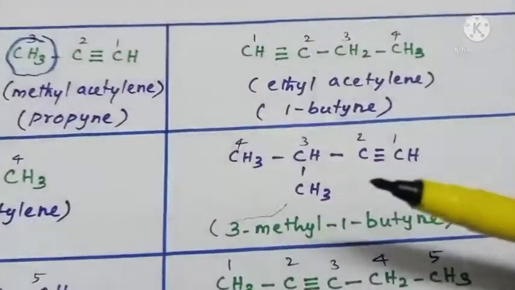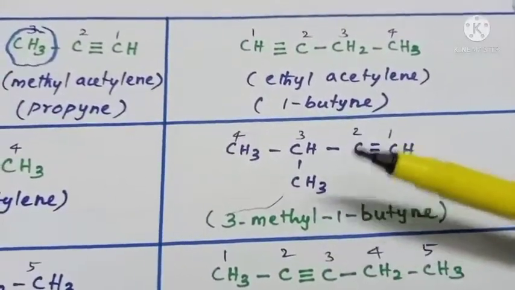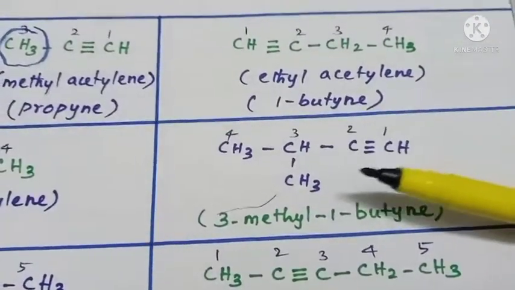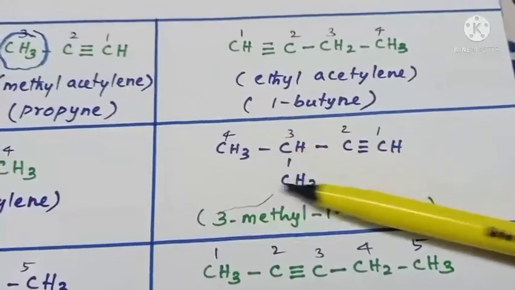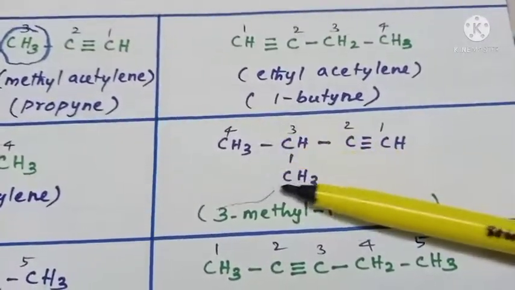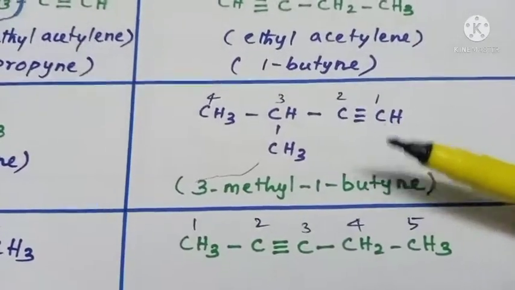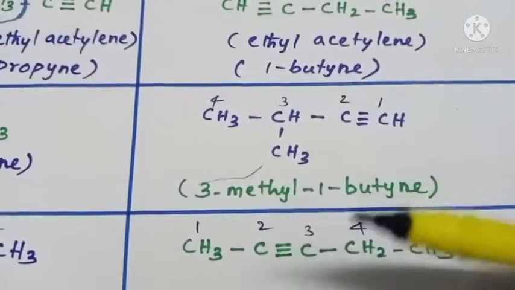The next one is a 5 carbon derivative. There is a methyl group at the branch. Common name: this is the acetylene portion, and this side you have a propyl group, a branched propyl group, which is nothing but isopropyl. So the common name of this compound is isopropyl acetylene.